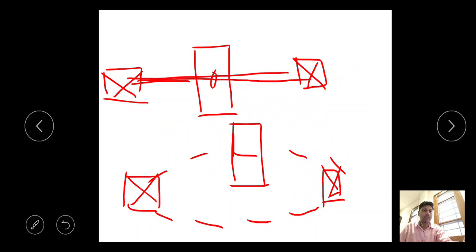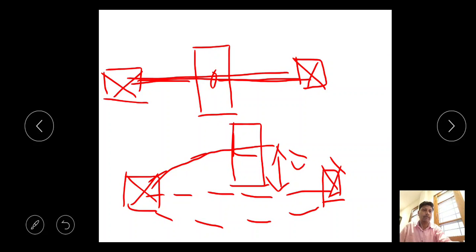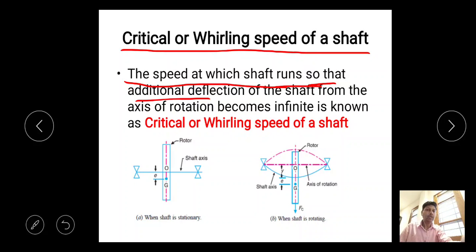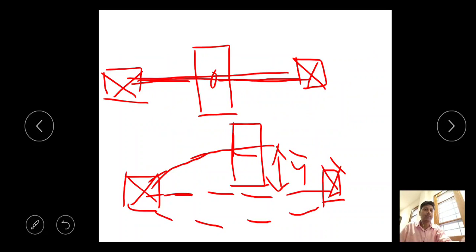this is called deflection. It will be zero here, so the shaft will be here only. Now the shaft has come here. This is the point where it was there previously. From here, if I take this as a deflection y, then what is the deflection here? It is the speed at which the additional deflection becomes the deflection of the shaft from the axis of the rotation. See, this is the axis of the rotation.